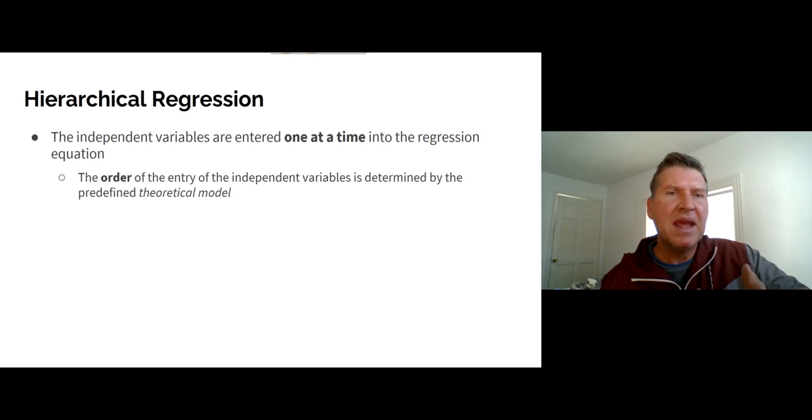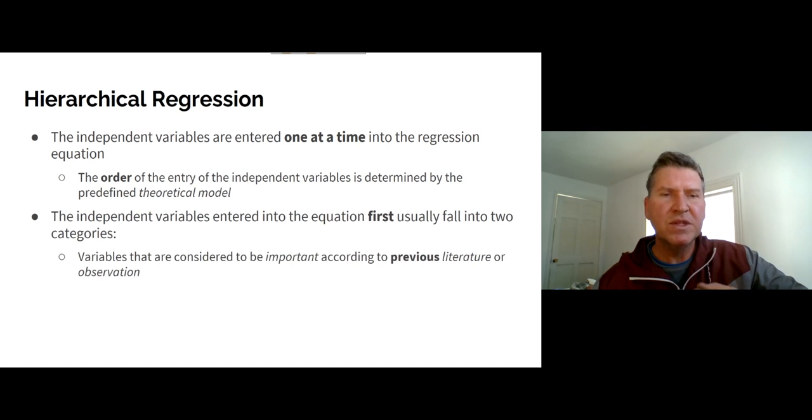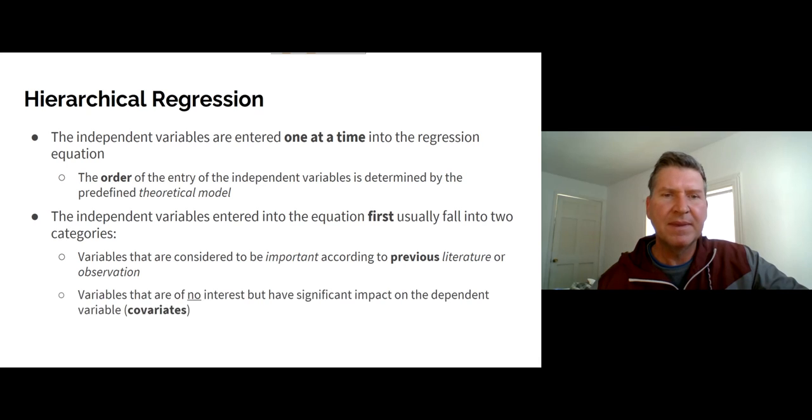It's determined by a theoretical model. What do you mean by theoretical model? Well, there's two categories. We consider them to be important according to what we've seen in previous literature, or it could be by what we've observed on our own. And the variables that are not very interesting, but have an impact on the dependent variable, are considered covariates.